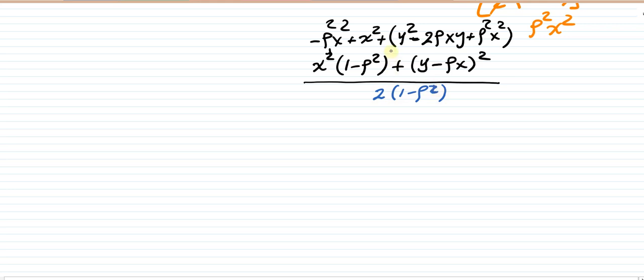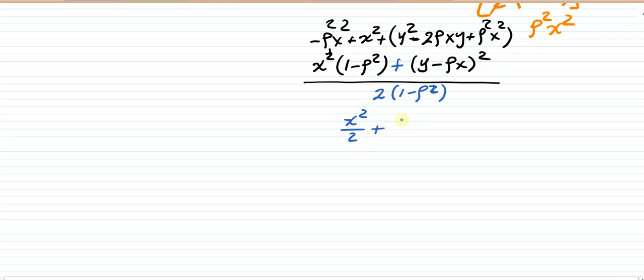At this point, I'm going to split this into two fractions. One is going to be this one, and the second one would be the other one. So we're going to split it into two parts. The first part, therefore, is just x squared over 2, because the 1 minus rho squared terms cross out.